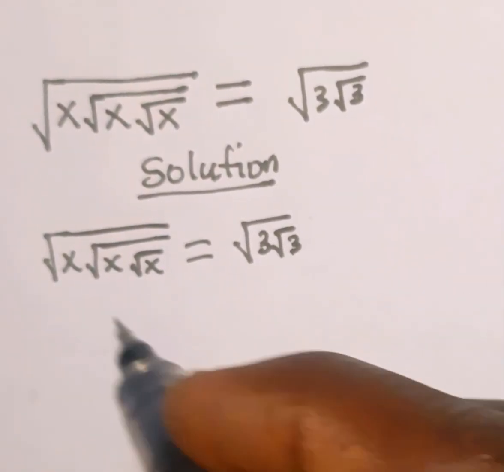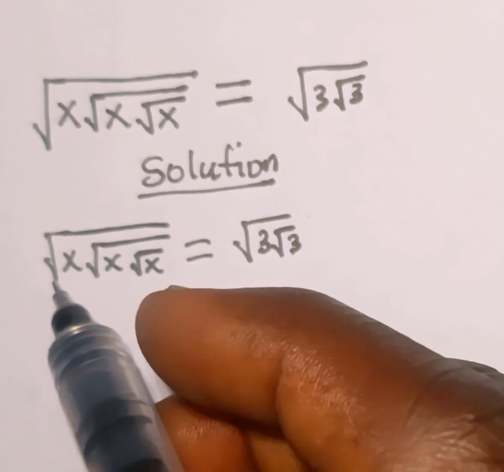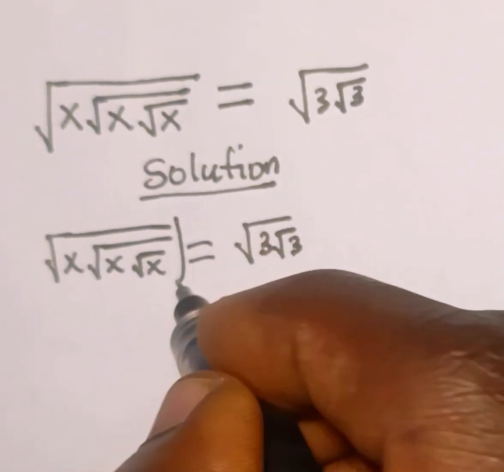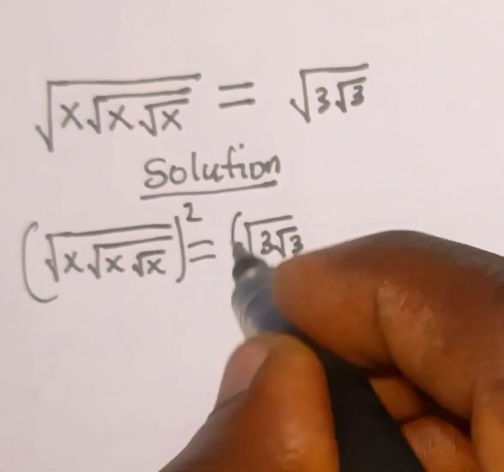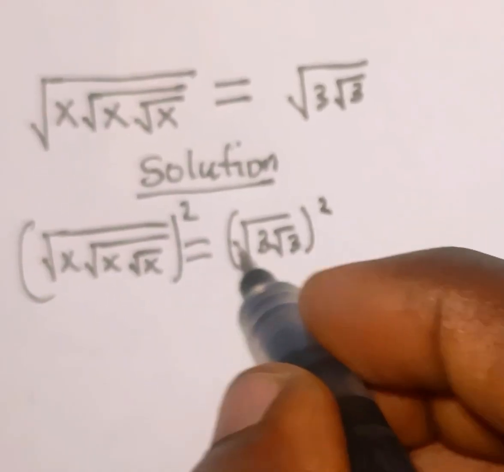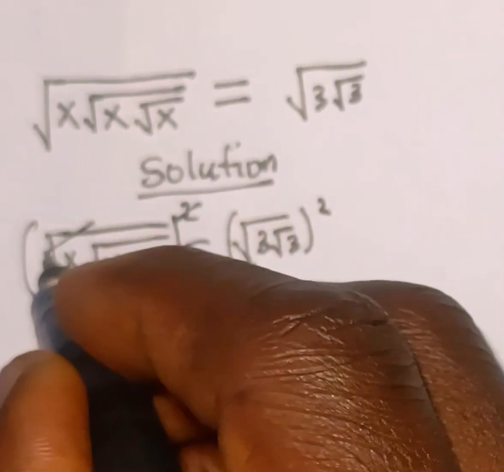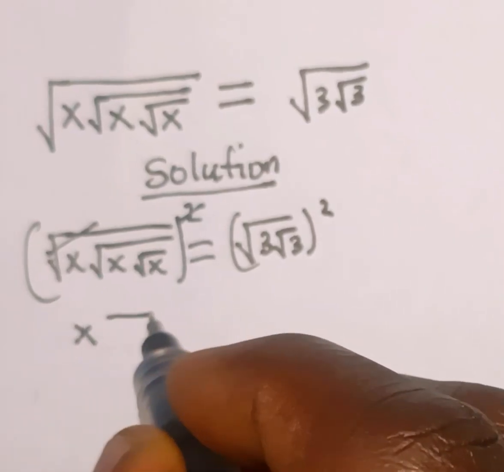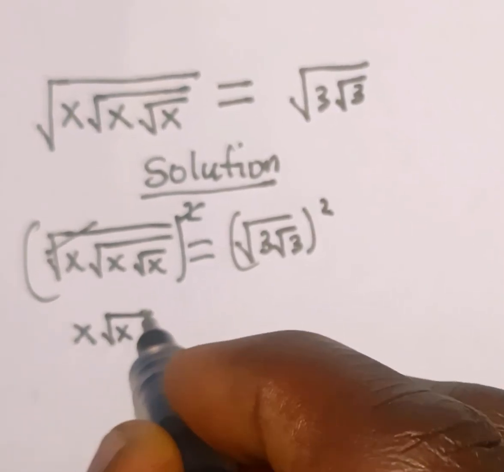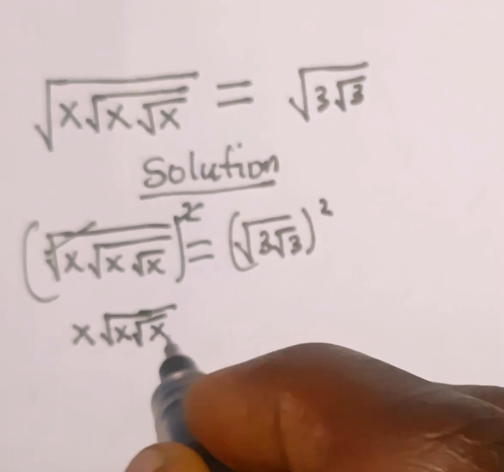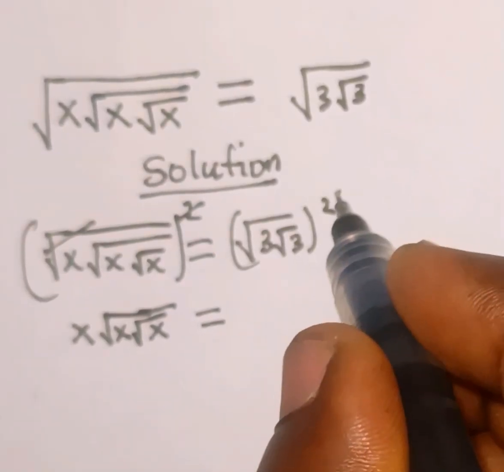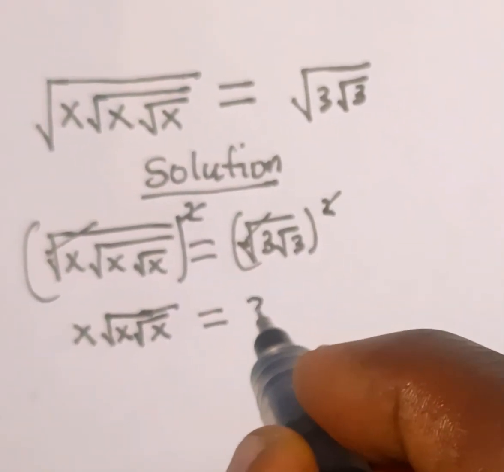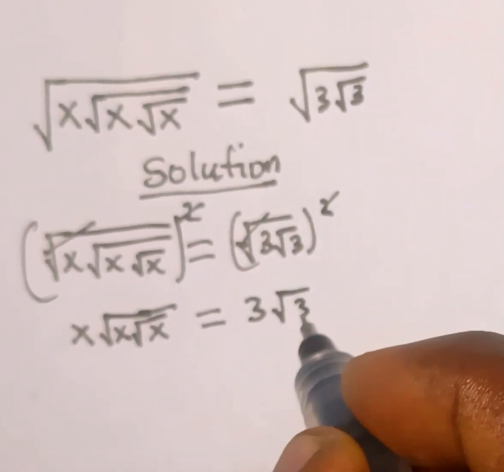So the first thing we need to do is to remove this square root by squaring both sides of this equation. So we square the left hand side and also we square the right hand side, so that this square is going to cancel the square root. Then we are left with just x times square root of x, which is equal to, this square is going to cancel the square root, we have 3 root 3.